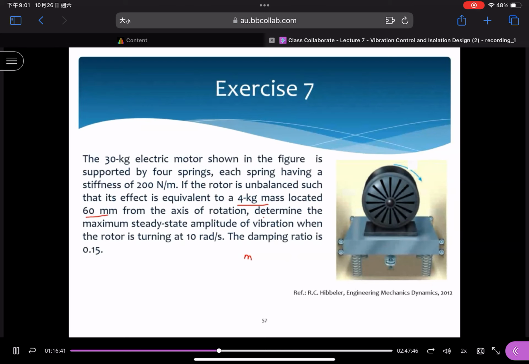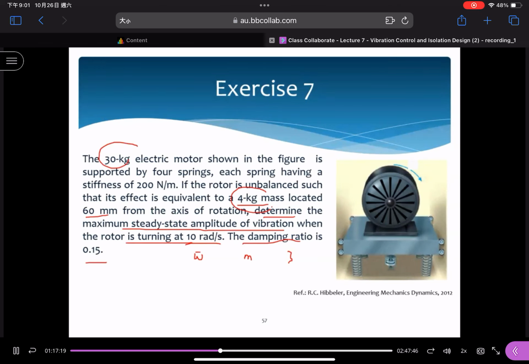And we need to determine the maximum steady state amplitude of vibrations when the rotor is turning at 10 radians per second. What is this one? 10 radians per second. This is omega with a bar. This is the external frequency. And the damping ratio theta is equal to 0.15. It means that this is the underdamped case, less than 1.